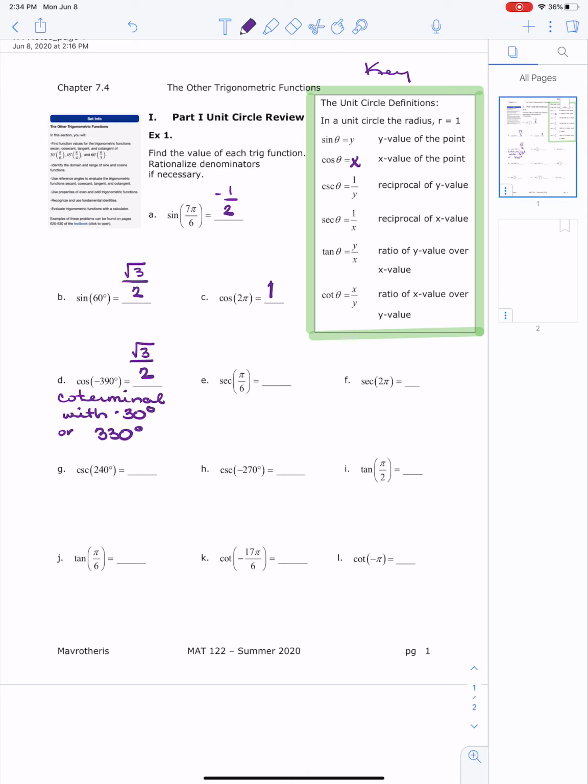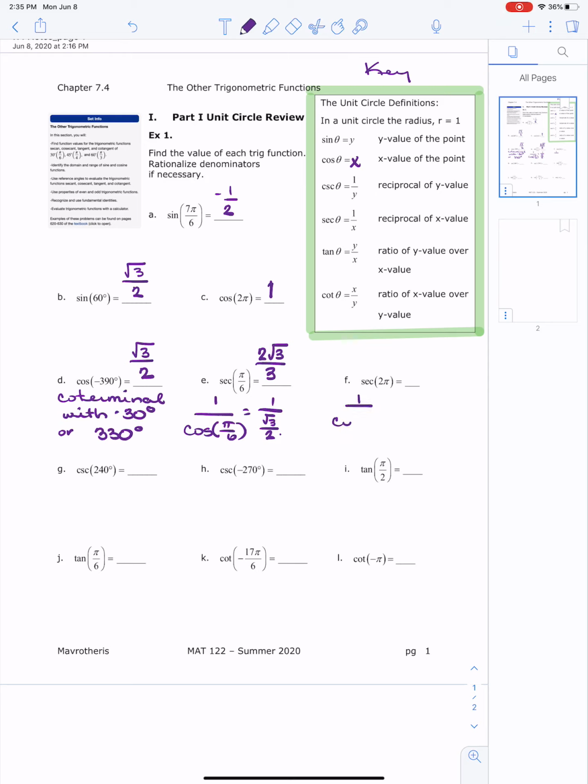Secant, we want to remember that is 1 over cosine. So the cosine at pi over 6 is square root of 3 over 2. We've done this a lot. We are going to invert and rationalize that denominator. We get 2 square roots of 3 over 3, and that's E.